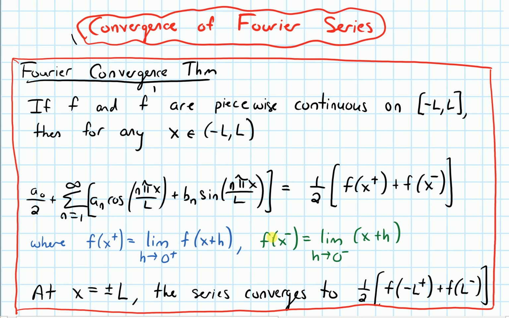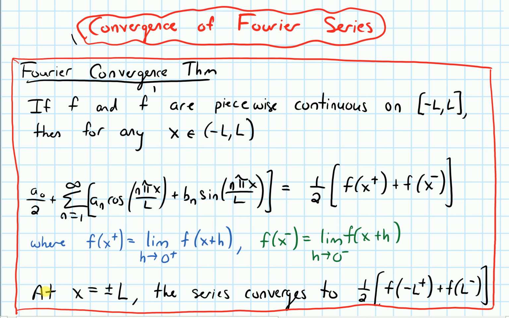Okay, and then similarly, f of x with this negative sign written in the exponent is the limit as we approach x from the left-hand side. So specifically, that's the limit as h goes to 0 from the left of f of x plus h. All right.